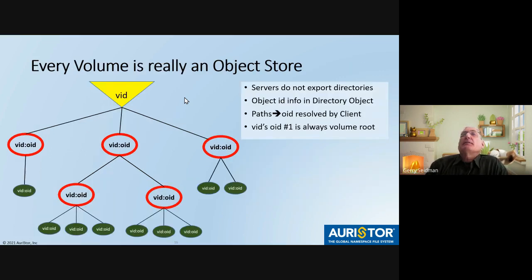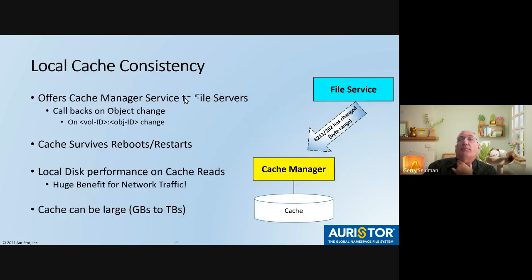The penultimate thing I want to say is that every AFS volume is really an object store. It's not really a file server, it's an object server where each volume is an object store, and each entity in it, files, links, directories, etc., are objects with their unique object IDs. And actually the server doesn't know anything about paths, unlike NFS. The path to object ID interpretation is done completely on the client.